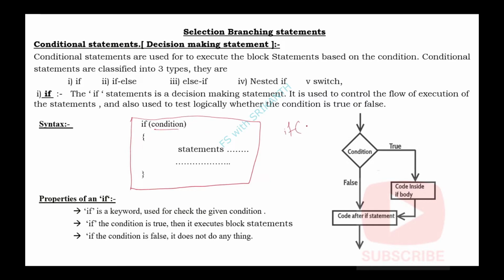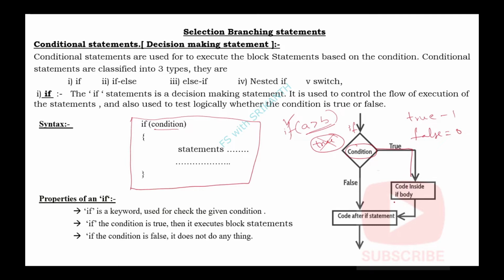Suppose if A greater than B. This is one expression, and first it checks this expression. If the expression is true, then if can execute. If the expression is false, if never executes. In C language, true means 1 and false means 0. So if checks the condition, and if the condition is true, it executes the block of statements.